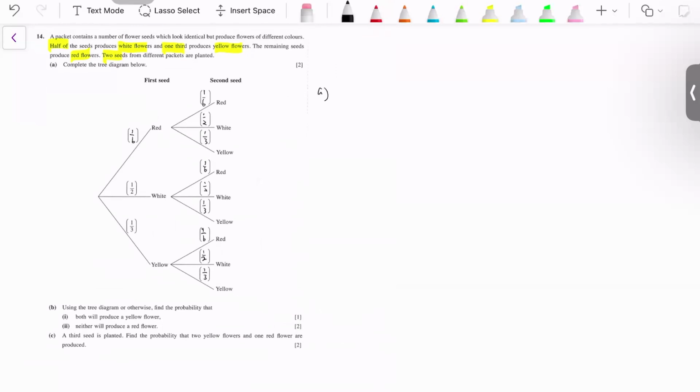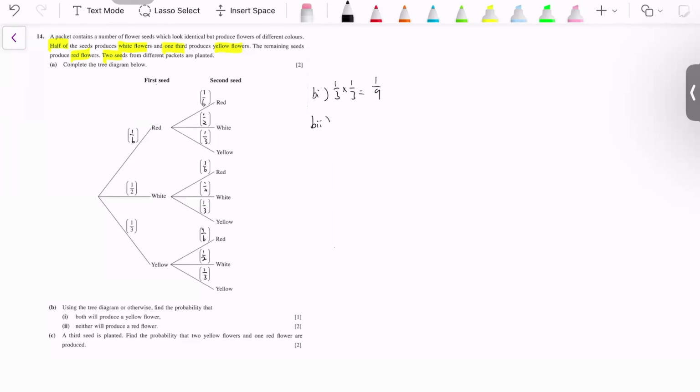For both to produce yellow flowers, both must come from a yellow seed. So in order to find that, what we need to do is find the probability of the first packet being yellow and the second packet being yellow, which is one third each. So the probability of both being yellow will be one third multiplied by one third, which will give us 1/9.